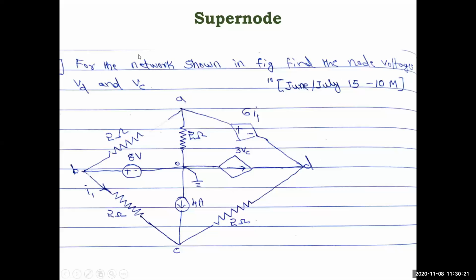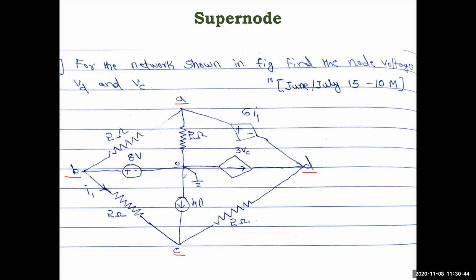Note down the problem. For the network shown in figure, find the node voltages VD and VC. So this is the network. It is the shape of a rhombus, right? You have nodes A, B, C, and D, and here the ground is shown. All the branches are mostly connected to this branch, so that's why it is made the ground potential.